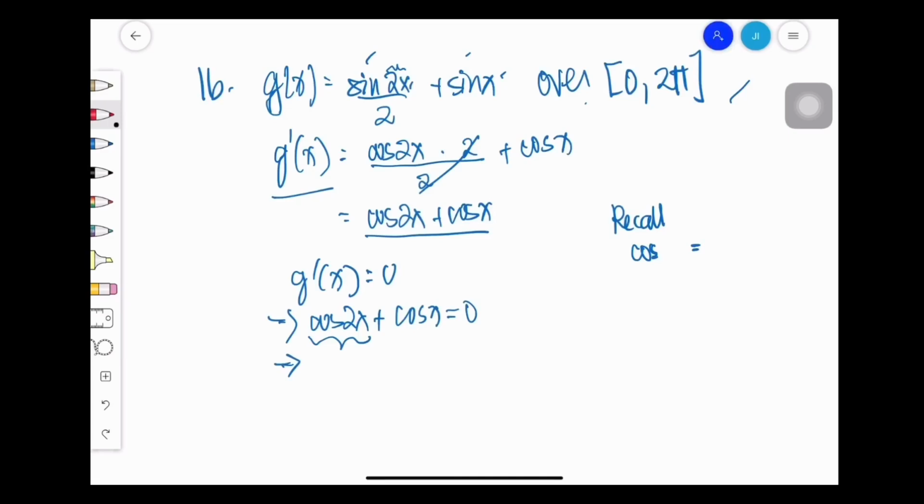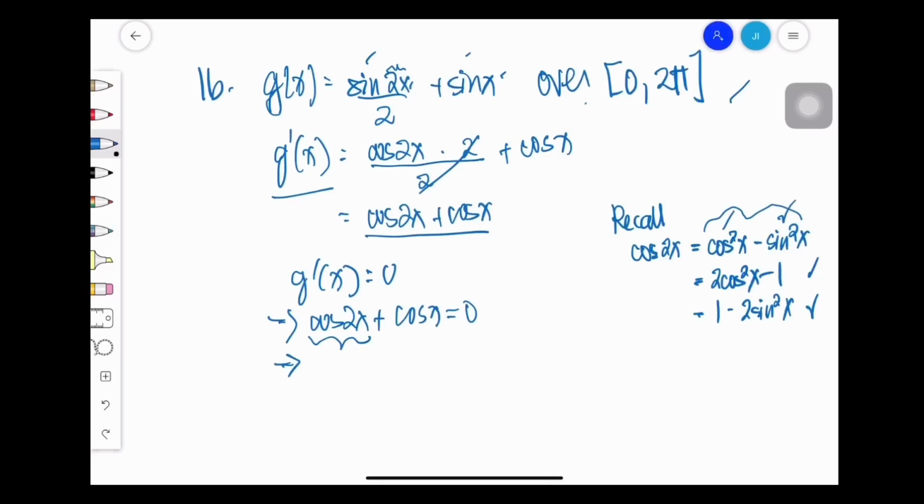So cosine 2x is equal to cosine squared x minus sine squared x, or it can be 2 cosine squared x minus 1, or 1 minus 2 sine squared x. If you can't recall this, even if this is all you know, then just replace the cosine squared or sine squared using the identities. So since we have a cosine here, probably this is the best choice we have. So I can change this to 2 cosine squared x minus 1 plus cosine x equals 0. And as we can notice, this is an equation which is quadratic in form.